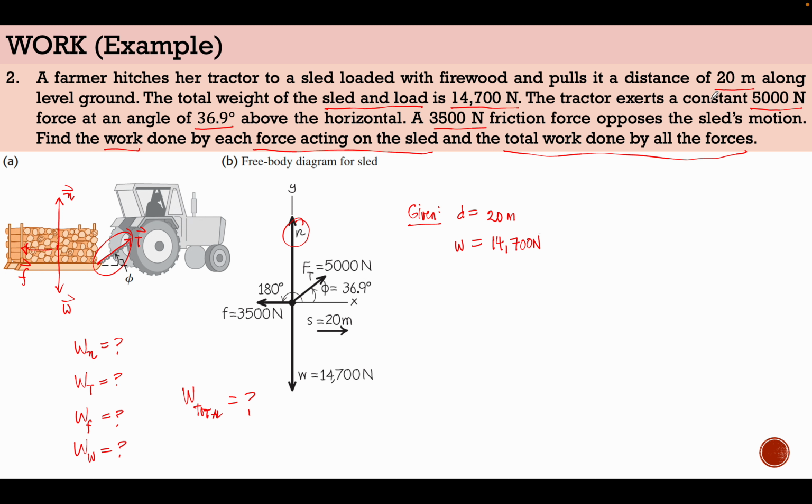And then we have the tension force, which is 5,000 newtons at an angle phi, which is 36.9 degrees. And the last one is the friction force, which is 3,500 newtons. Okay, so we will start with the work done by the normal force.